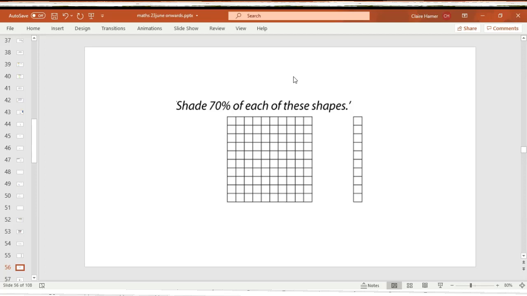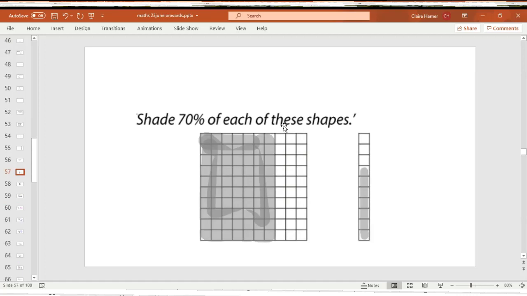Okay, I'm going to reveal the answer. So hopefully you wrote down 70 squares for this big square and 7 squares for the stick. The point is that 70% equals 70 hundredths and 7 tenths.